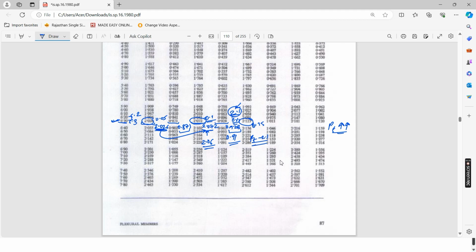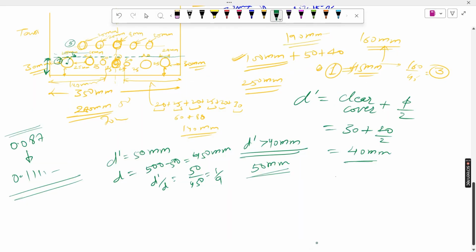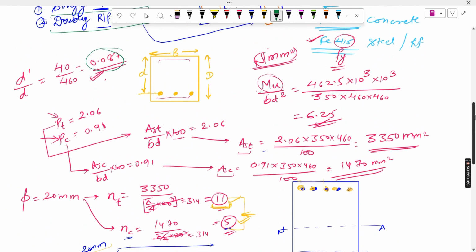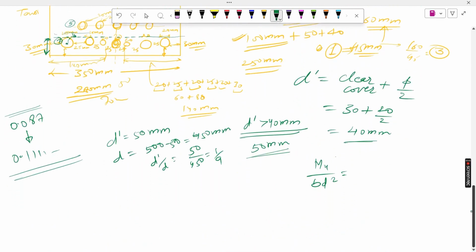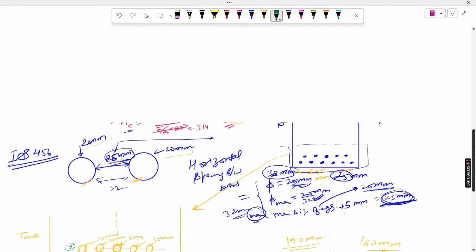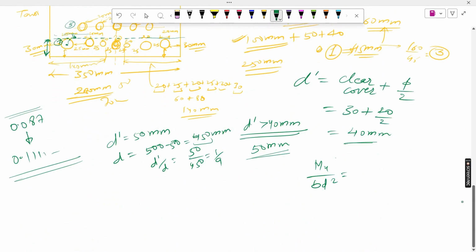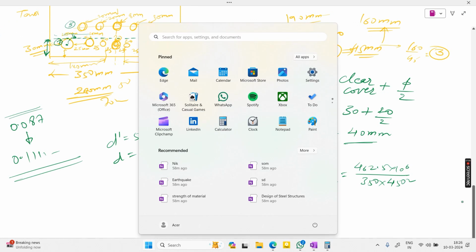And the Mu by bd square ratio will also be affected due to this. You can get the Mu by bd square ratio again, because the effective depth will change. Before that we had 460, now we have 450. So you have to take 462.5 times 10 to the power 6, that is same 350, 450 square. So I get this value.